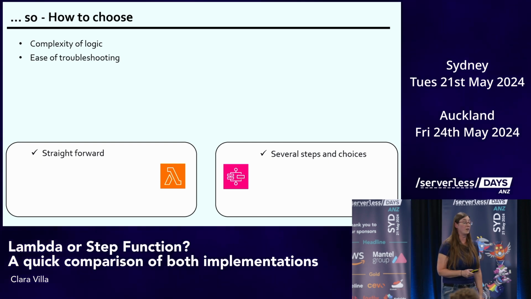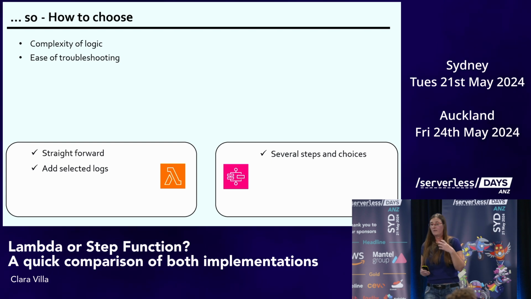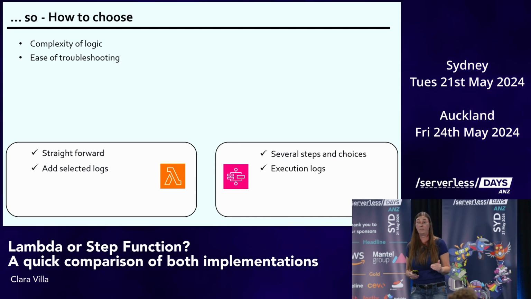Again, if something goes wrong and your code is nice and neat in your Lambda, you can follow through and find out where it goes, and you're just going to add a couple of logs here and there, and it's going to help you out. If it's very convoluted and very complicated, then you can rely on execution logs, where you're just going to see instantaneously which step failed because it's going to be bright red in your execution log.